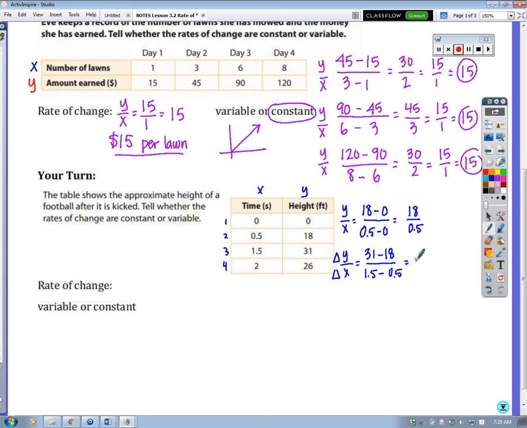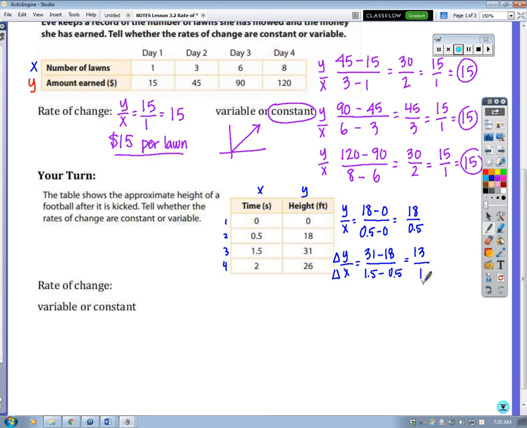So 31 minus 18 is 23. No, sorry, 13. I can do math. And 1.5 minus 0.5 is 1. Okay?